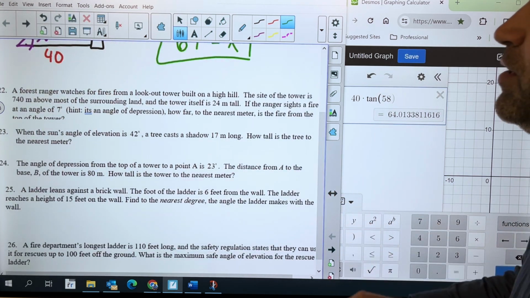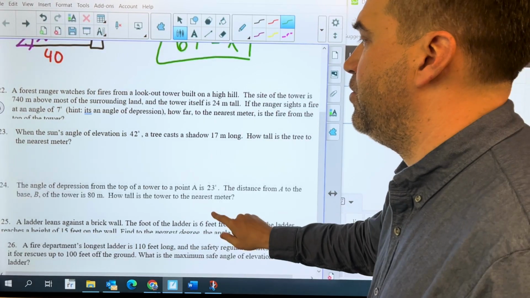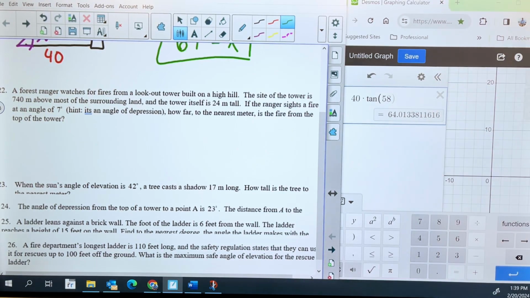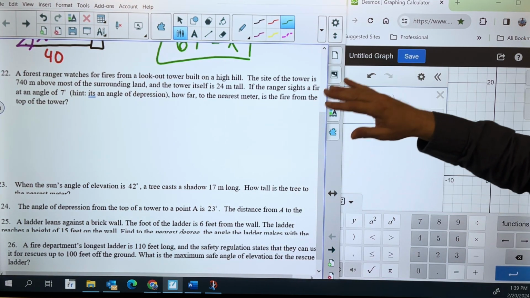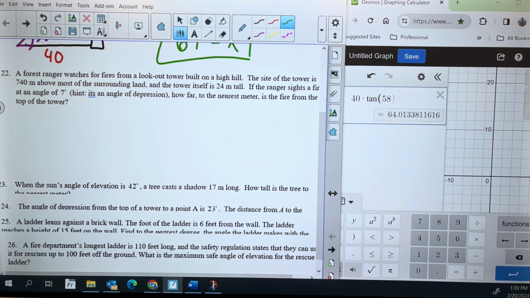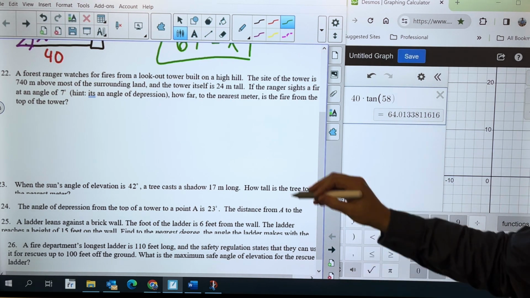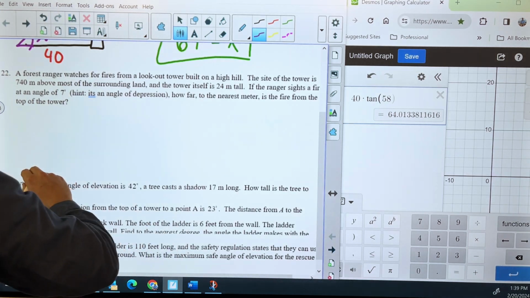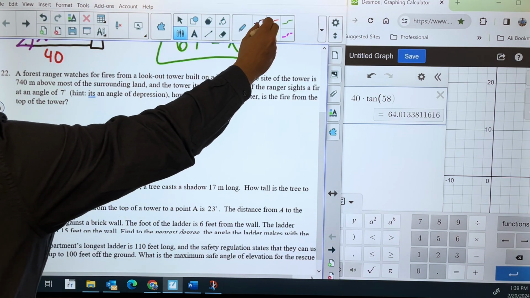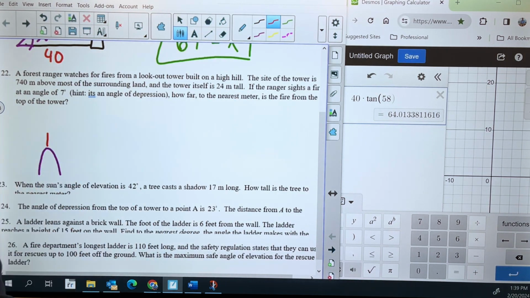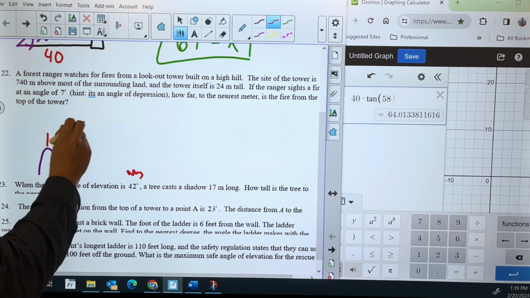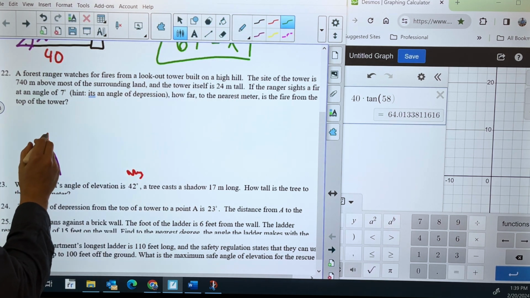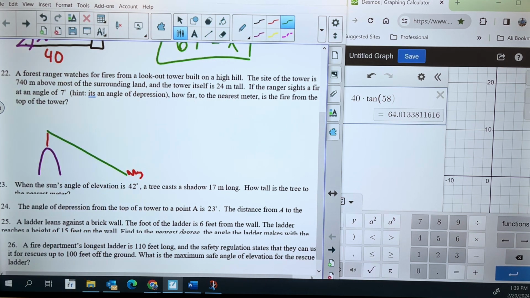Number 22, I'm going to move everything else down so that I've got plenty of room to draw my picture. A forest ranger watches for fire from a lookout tower built on a high hill. So, got this compound height thing going on here. Because we have a hill, and on top of that hill, we have a tower. There's the fire right there. The line of sight is right there.